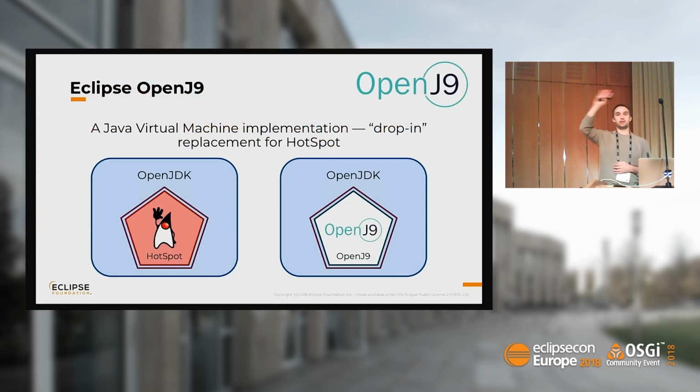So who knows Eclipse OpenJ9 in the room already? Okay, just a few of you. So OpenJ9, it's a JVM implementation, Java Virtual Machine Specification implementation. You can see it as really a drop-in replacement for HotSpot. So you take your OpenJDK that you use every day, you remove HotSpot and you put OpenJ9 inside it instead, and you get, again, a full OpenJDK distribution.